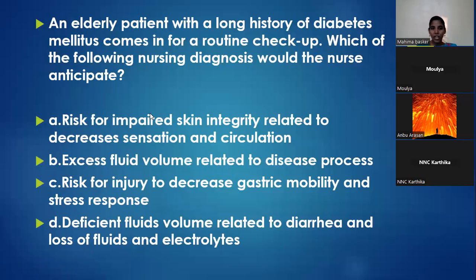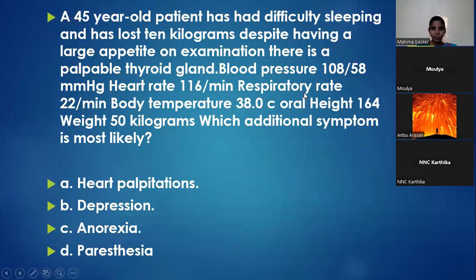So what will be the risk? Impaired skin integrity. Very good, related to decreased sensation and circulation. Okay, got the point. Nothing else compares to that, because there is no hypoglycemic attack, no hyperglycemic attack. So long term, there is a chance of impaired skin integrity because of decreased sensation and circulation. A is the answer. We'll move on.